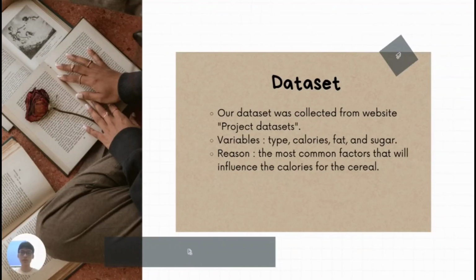Now I will explain the dataset we chose in this project. Our dataset was collected from the website Project Datasets. This dataset consists of 16 different variables, but we only chose 4 out of 16, which are type, calories, fat, and sugar. We choose these variables because they are the most common factors that will influence the calories for the cereal. So we want to evaluate whether these variables affect calories or not.